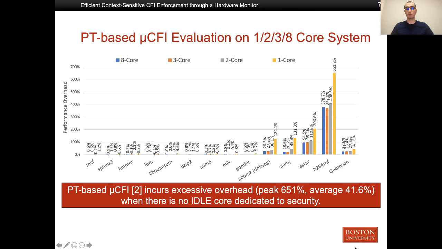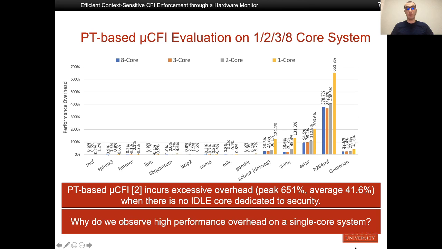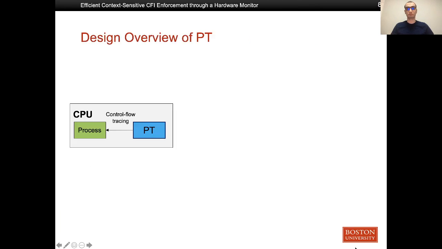For instance, for H264ref, it goes up to 651% from 378%, and on average, it goes from 22 to 41% from 8 core to 1 core system. This actually shows that if there's no idle core that can be dedicated to security when leveraging a PT-based CFI mechanism, we observe high performance overheads. But why do we observe this?